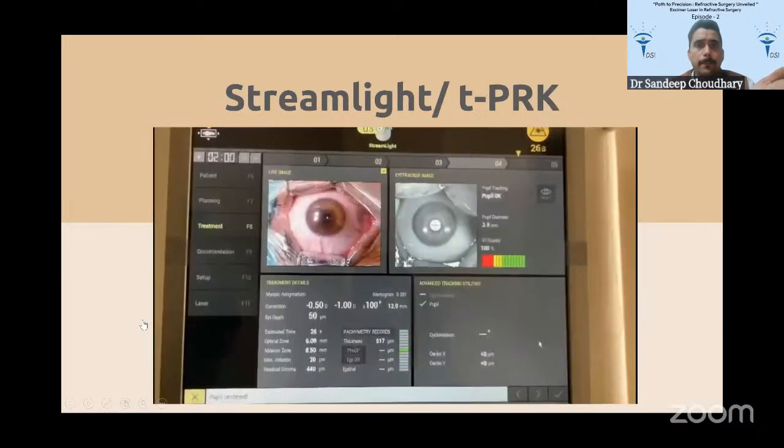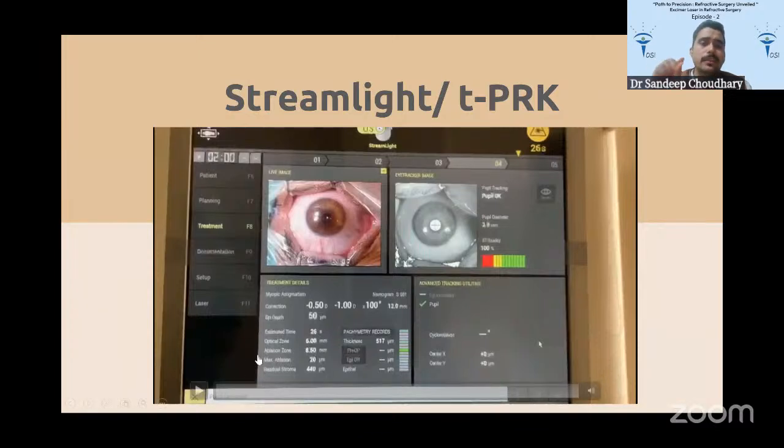Another method to remove the epithelium, or to do the PRK, would be a single step PRK, also known as trans PRK. It comes with a different name with a different machine. The one which we use, EX500, has a streamlined feature. In this, the machine itself removes the epithelium and then proceeds with the ablation in a single step only, thus reducing the surgical timing.